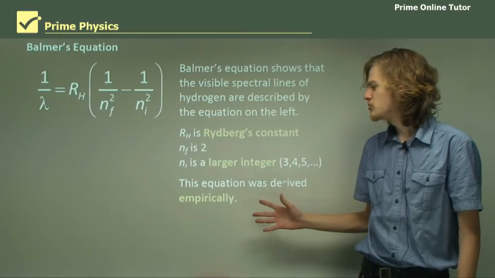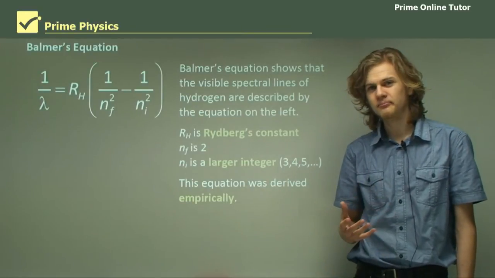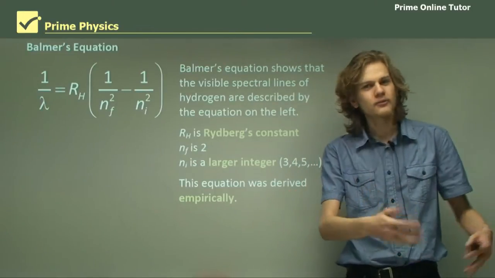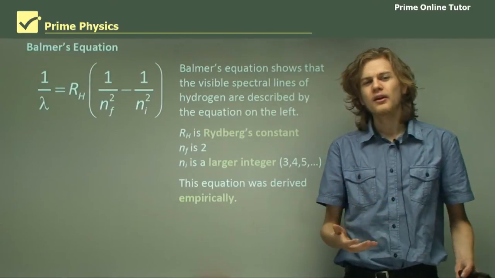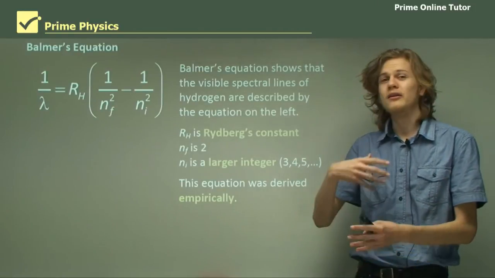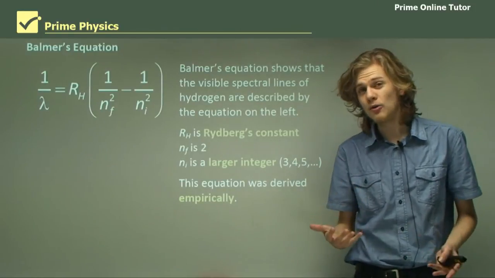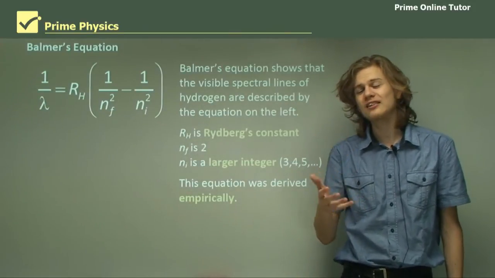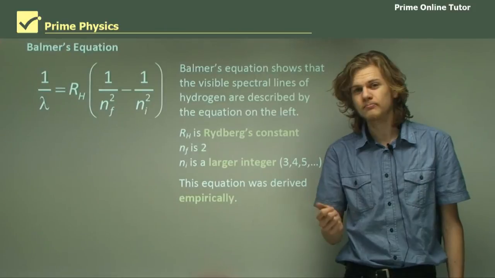So the equation was derived empirically. That means that rather than being derived from theory or an existing model, it was derived from the results. And without knowing exactly why it worked or how it worked, they managed to use this equation to describe exactly where the lines of hydrogen were.